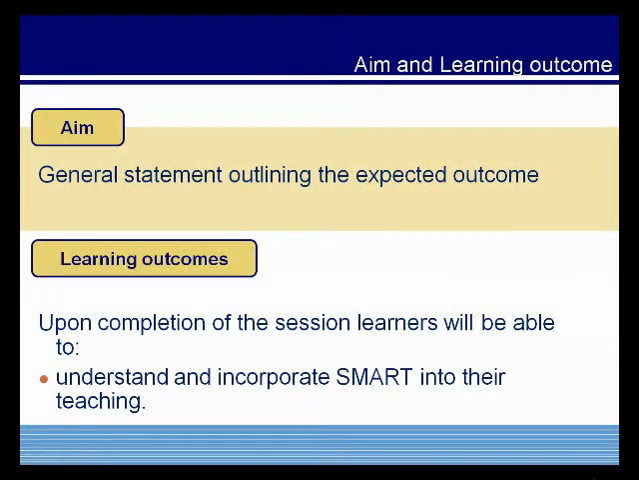So aim and learning outcome. The aim is a general statement outlining the expected outcome. And the learning outcomes: upon completion of the session, learners will be able to. That's a key phrase you always want to put in front of your learning outcomes. And then the learning outcomes will come underneath. Understand and incorporate SMART into their teaching.